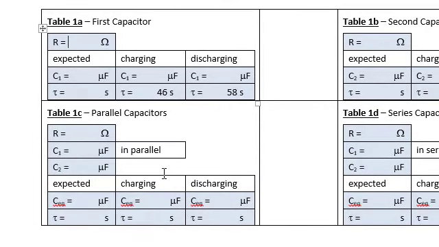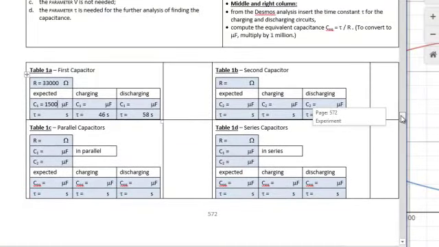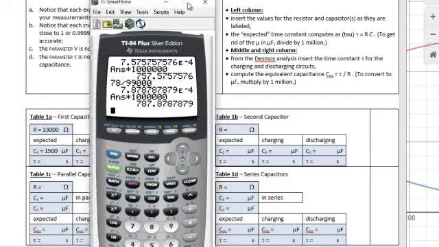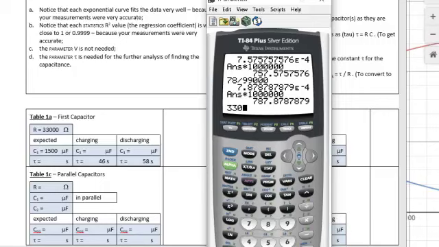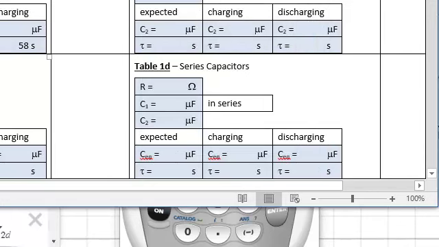And I will change that to a different font so it looks like handwriting. The resistance is 33,000. The expected capacitance, I mentioned that in the video, is actually 1500. Now this value here is kind of like the expected time constant. I would have to multiply these two numbers with each other, so I'll do that. 33,000 times 1500 and divide by 1 million. So I come up with 49.5 or 50.